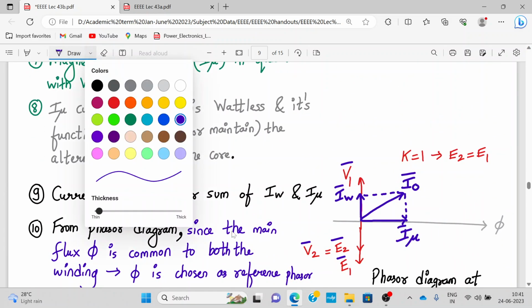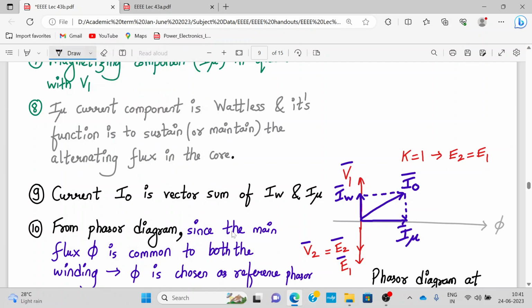From the phasor diagram, what all things can we write? What is I0 bar? I0 square is given by IW square plus I mu square. Then what is IW? IW is I0 cos phi 0. And what is I mu? I mu is I0 sin phi 0.